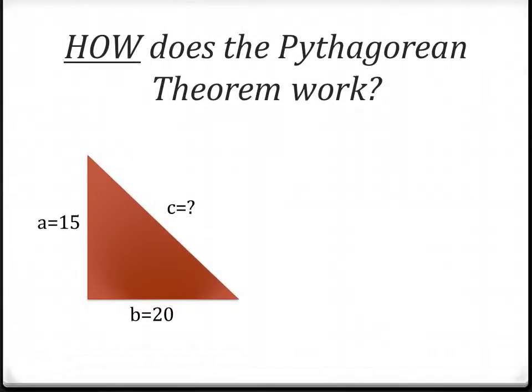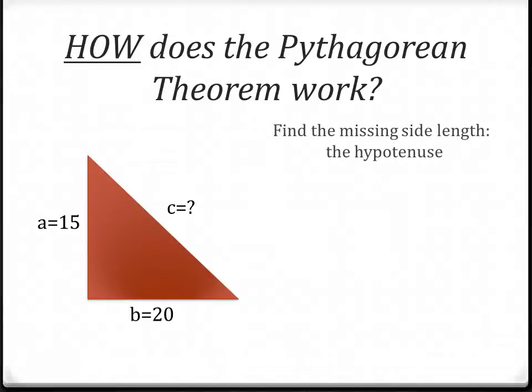Let's look at how it actually works. If I give you a right triangle and I label A as 15 in length, B as 20, what would C be? So we want to find the missing side length, which is the hypotenuse. Let's start with the equation A squared plus B squared equals C squared. Let's substitute the numbers into the equation in the appropriate variables.